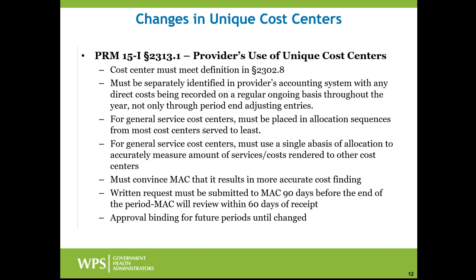That shows you what we're going to use to allocate that cost out: square footage, pounds of laundry, things like that. You must convince the MAC, or the MAC must agree, that it results in more accurate cost finding. A provider cannot just establish new unique cost centers just to increase the revenue or the reimbursement. It has to be something that can be defended as more accurate cost finding.